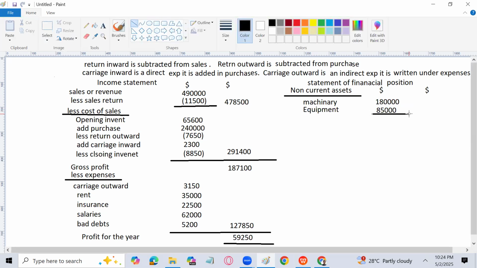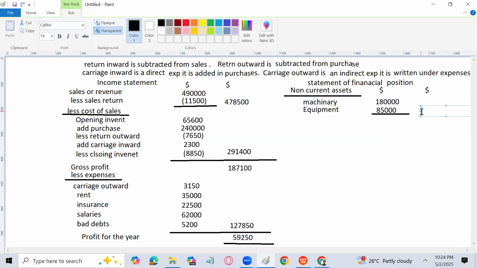So let's go for the total. The total will be written in the outer column. Actually, as I discussed with you, the outer column is not the debit and credit side. It is used to write the total of anything. If we have more amounts to be written under the heading of non-current assets or any heading, we will write them in the inner column and then the total will be written in the outer column. So that is 265,000, the amount of non-current assets.